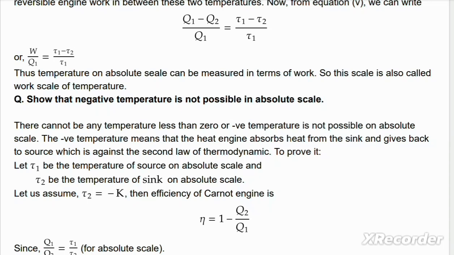So negative temperature is not possible on the absolute scale. There cannot be any temperature less than 0; negative temperature is not possible on the absolute scale.